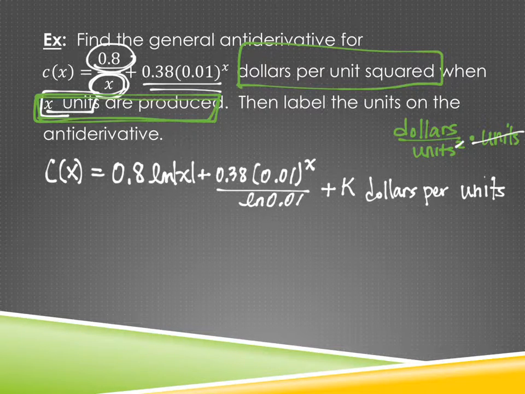And the nice thing about doing either derivatives or antiderivatives is you just rewrite how the X is determined because it never changes. So since here X is units produced, you're going to say the same thing here, where X is the units produced, or something like that.